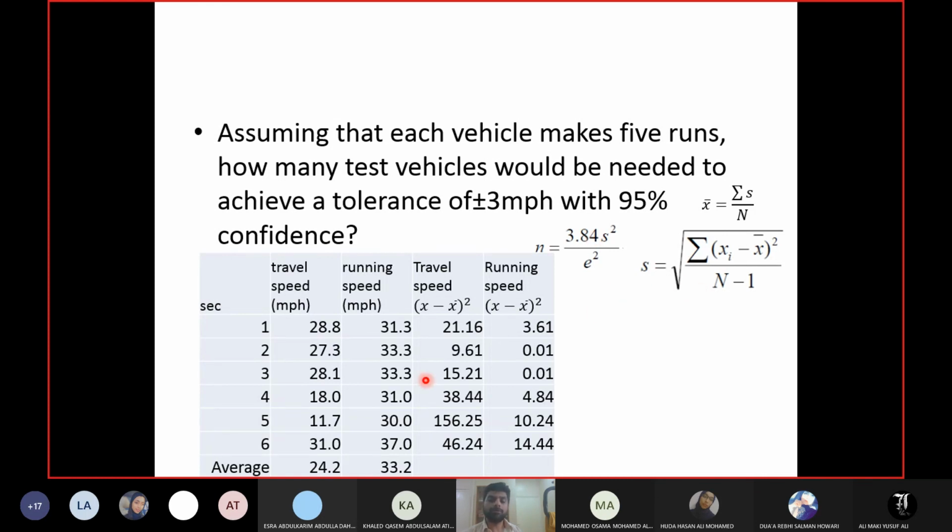Now, first of all, for travel speed and running speed, I will calculate simple averages. You see, average travel speed 24.2, average running speed 33.2 miles per hour, calculated using this equation. Secondly, standard deviation. I need the difference of each value from the mean, then I need to square it, and then take the summation. So for each value of travel speed and running speed, I take the difference from the respective average. This is the difference for the travel speed. How did I get 21.16? This is the square of the difference of 28.8 and 24.2.